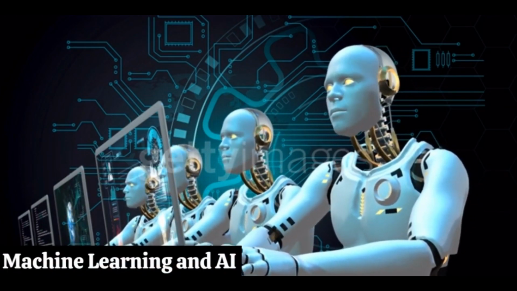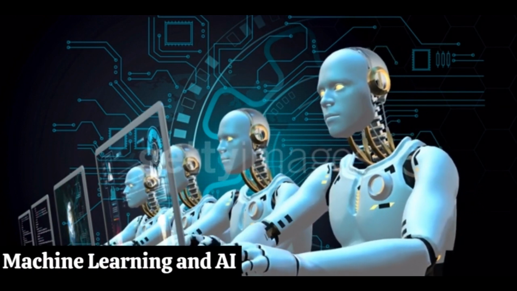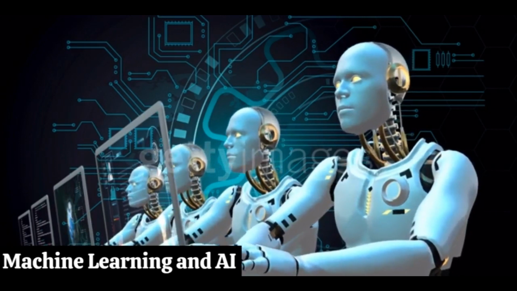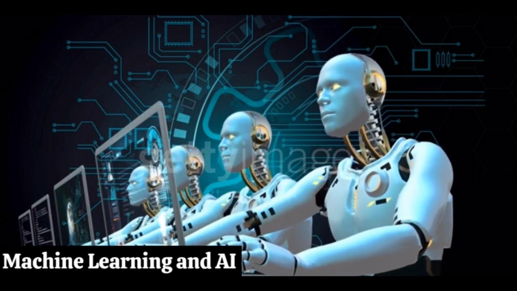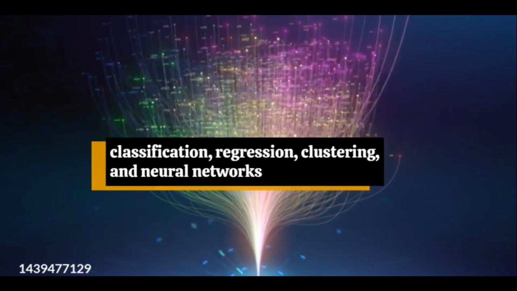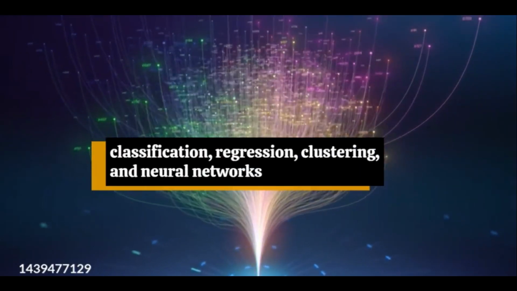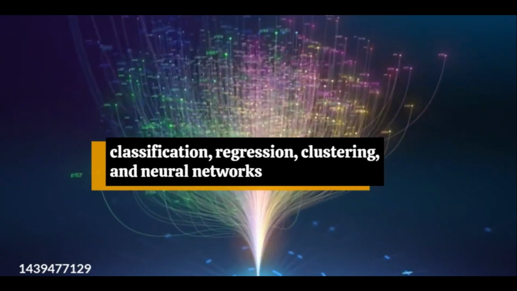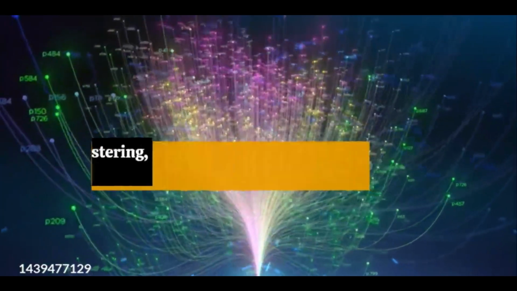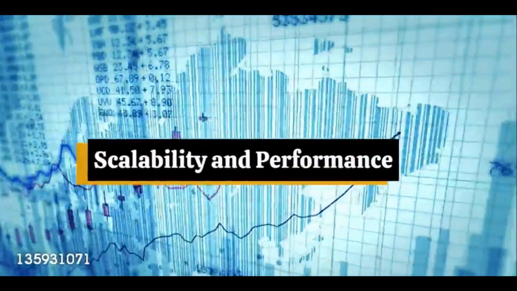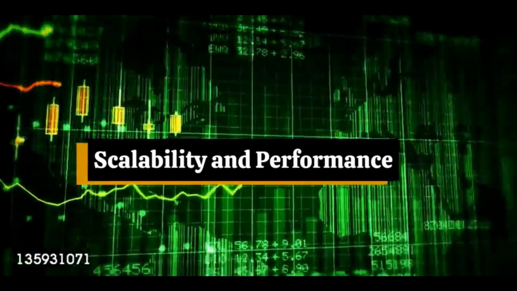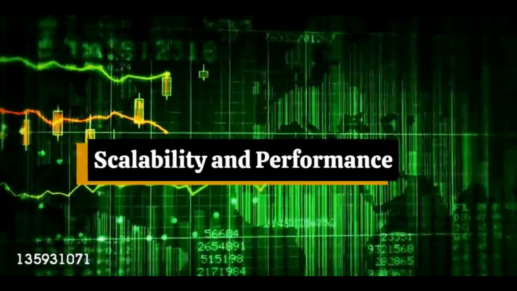Machine learning and AI. Machine learning, ML, and artificial intelligence, AI, techniques are increasingly used in big data analytics to automate processes, discover patterns, and make predictions. ML algorithms like classification, regression, clustering, and neural networks are applied to analyze large datasets and uncover hidden patterns and relationships.